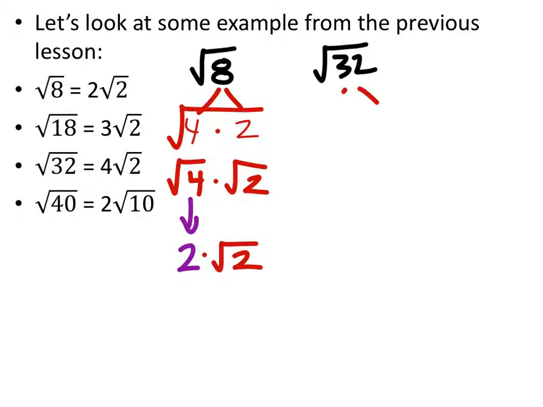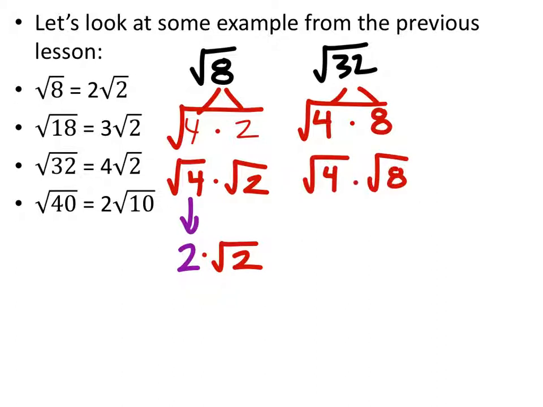32, if I split it up, I could say that you do 8 and 4, right? And 4 is a perfect square. However, if I did 4 and 8 on this, so let's split this up, so it's the square root of 4 times the square root of 8. And the square root of 4 we know is 2 times the square root of 8.